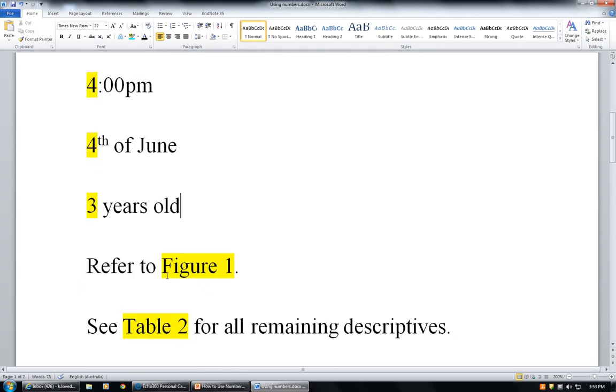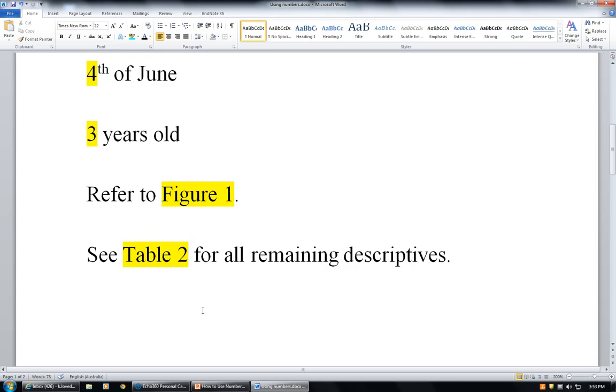Another exception is when you're referring to figures in text or in their caption or heading. You use the digit to express and label the figure. So refer to Figure 1 using the digit. See Table 2 for all remaining descriptives, again using the digit.